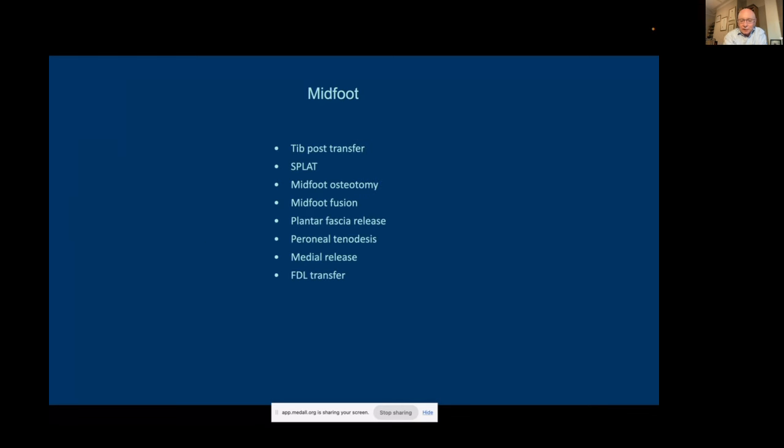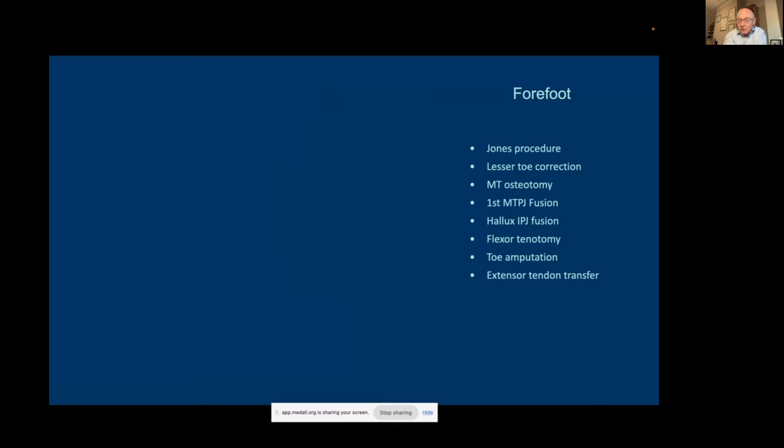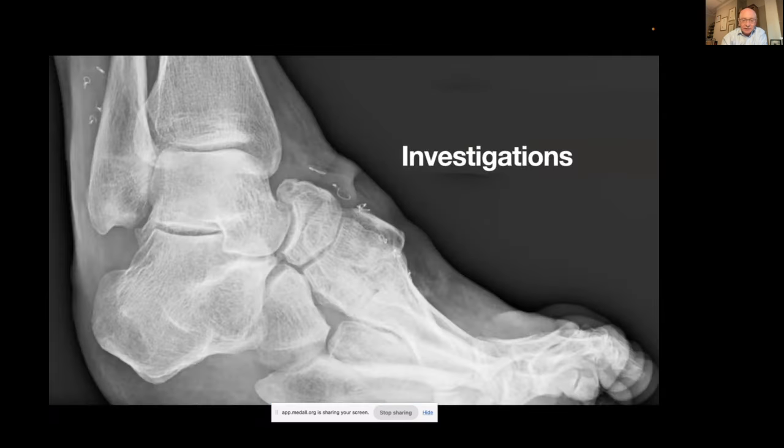But then in the midfoot, what are we going to do? Tib post transfers and split tibialis anterior transfers, again osteotomies and fusions, soft tissue releases and tendon transfers. These are all options for you. And then in the forefoot, so toe deformity, we can correct toes, amputate toes, do Jones procedures, do osteotomies in the forefoot, soft tissue balancing. So we've got all these options. I've no doubt you can all think of more things that could be on that list, and that's absolutely fine.